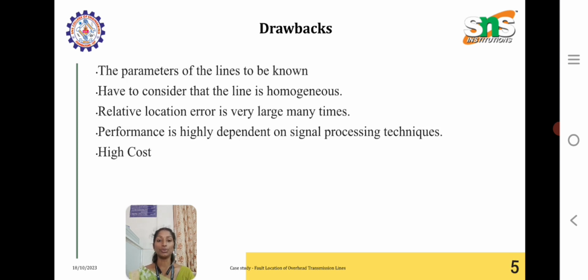What were the drawbacks of these two approaches before going into the newly implemented technique? The parameters of the lines have to be known. Without knowing the voltage and current values, the approach will not find the fault position. We have to consider that the line is homogeneous, the relative location error is very large many times, performance is highly dependent on signal processing techniques, and these two techniques are of high cost. These are the main drawbacks of the two approaches.